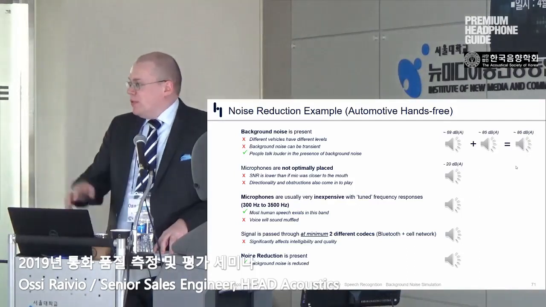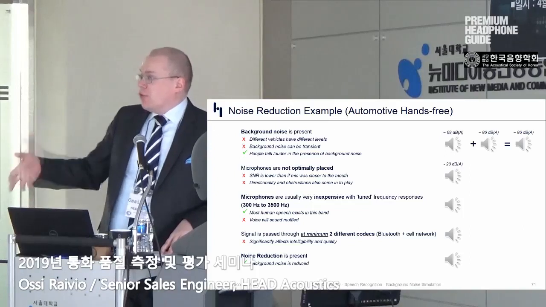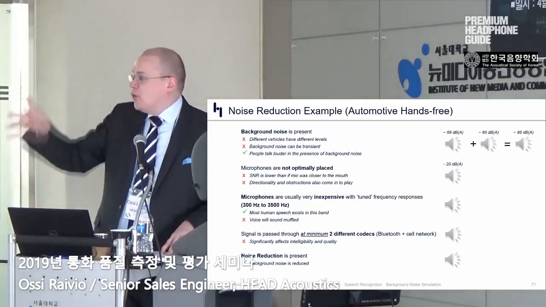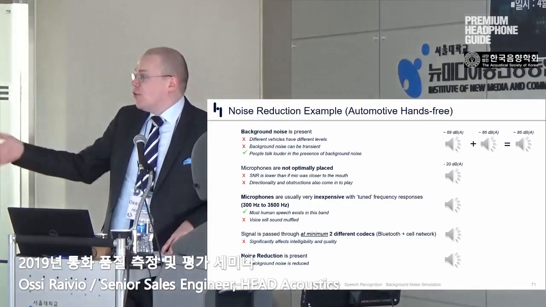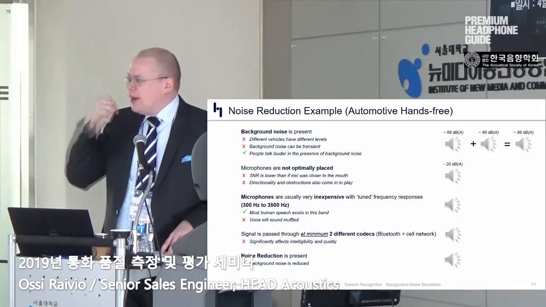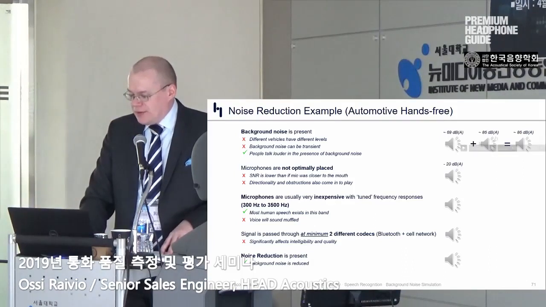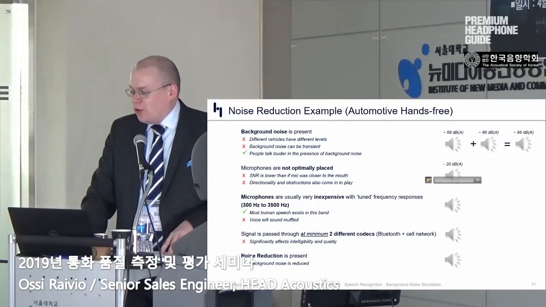Now, that could be, for instance, the scenario inside a car cabin. You can hear the car driving, and the driver and passenger are talking. How could this then sound when it's transmitted through a hands-free device? For instance, if the microphones are not optimally placed, you might have a very bad signal-to-noise ratio.